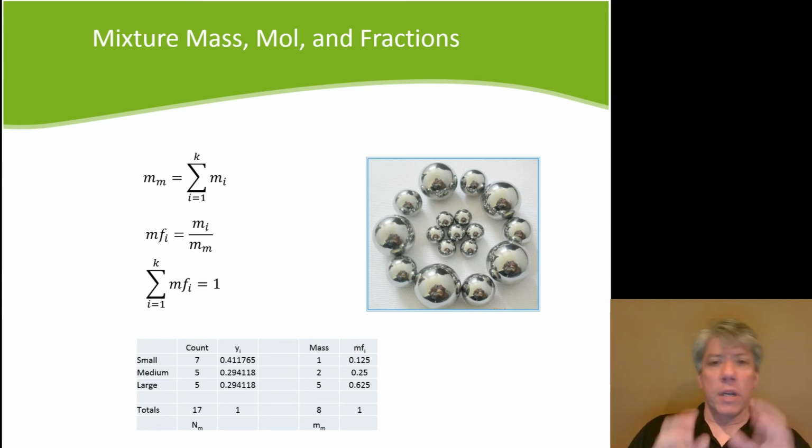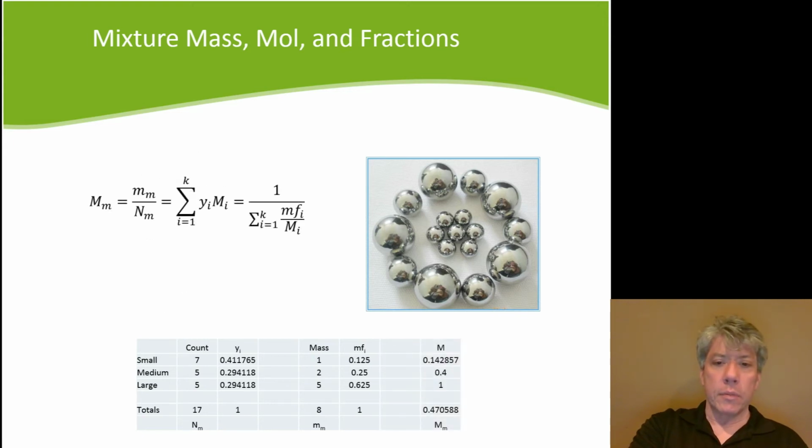Now, when we were talking about the Rankine cycle, what I'm calling mf now was actually x or y before. So I'm sorry for the confusion, but there it is. So we can see here that the large balls make up 62.5% of the total mass, whereas the small balls are only 1/8 of the mass. And of course, I'm assuming numbers for this because I haven't actually measured these balls. Now, some other interesting things can be done, but now we need to talk about molecular weight.